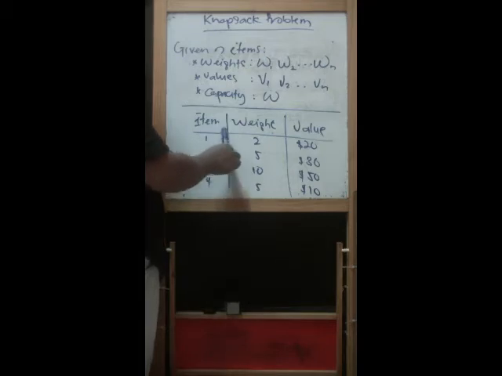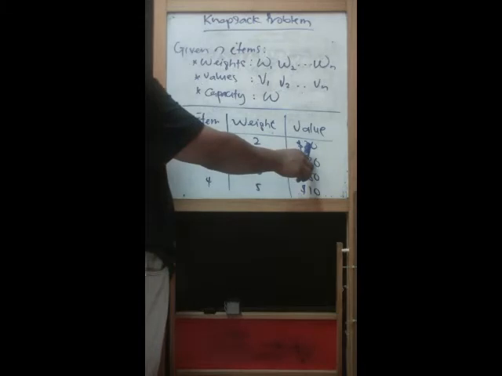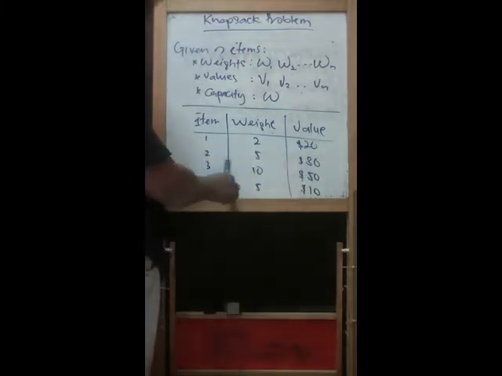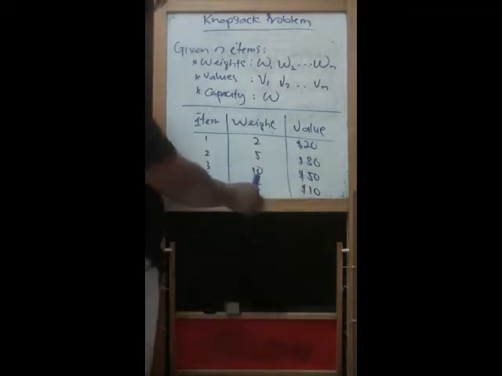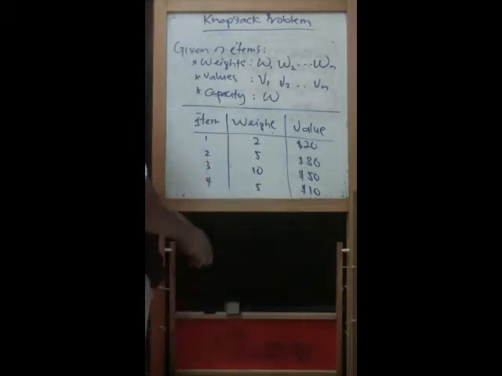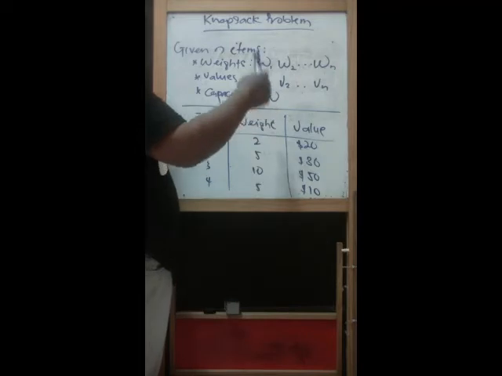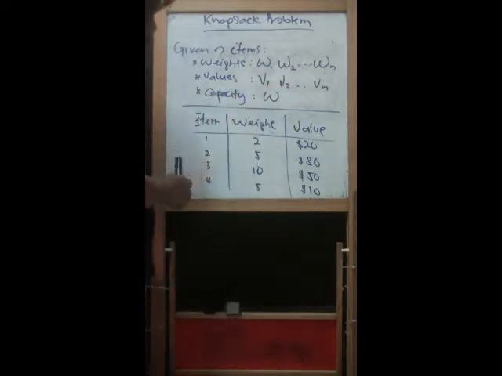So item 1 has a weight of 2, maybe 2 kilograms. The value is 20 ringgit. Item 2, 5 kilograms, maybe 30 ringgit. Item 3, 10 kilograms, maybe 50 ringgit. Item 4, 5 kilograms, maybe 10 ringgit. So we need to find more items but more value within the capacity, because this is the goal of this knapsack problem.